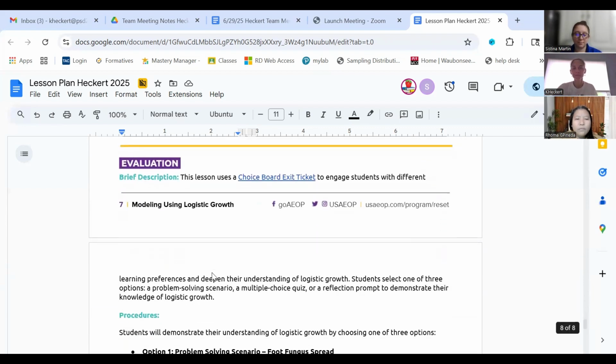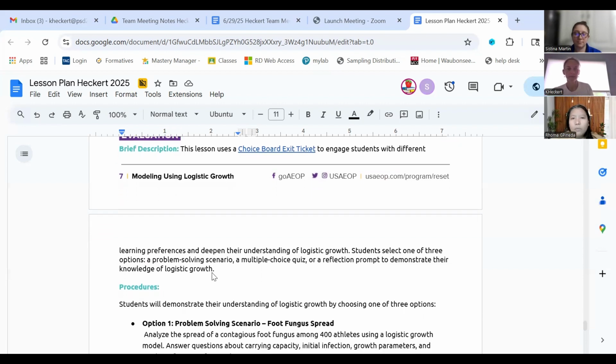For the last phase of the lesson, we have the evaluation phase. Students will be given a choice board exit ticket, wherein they will choose from one of 3 options: a problem-solving scenario, a multiple choice quiz, or a reflection prompt, and this will demonstrate their knowledge of logistic growth.